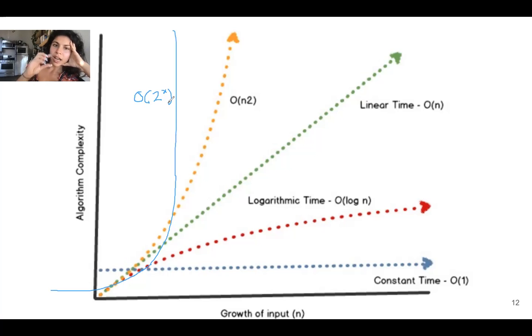Okay, and so another fancy term, you might be wondering what this big O is. Big O notation is just a fancy way of saying what is the runtime. So we call this big O notation.